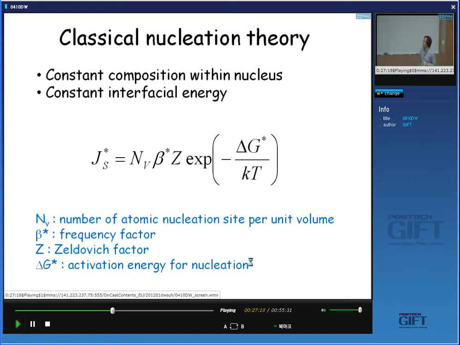And the final equation we have to derive is this form. This is the steady state nucleation rate, and the steady state nucleation rate is given by the product of the number of atomic nucleation sites and frequency factors and Zeldovich factors and some exponential term of the activation energy for nucleation. This is what the classical nucleation theory says to you on the nucleation rate in steady state. So from now, we will derive how this equation comes from.